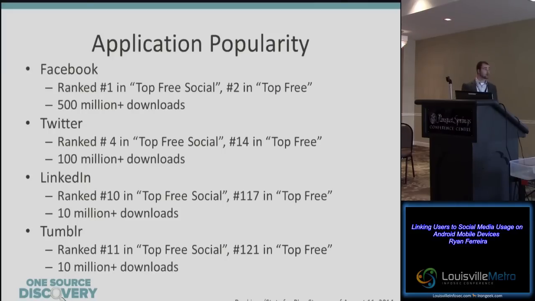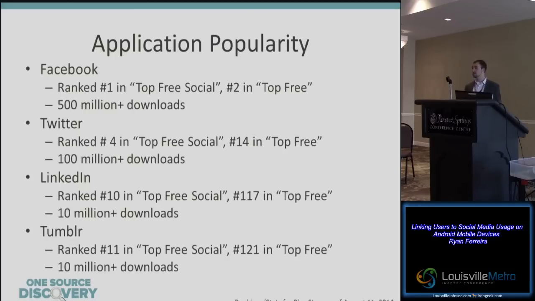Twitter is ranked #4 in top 3 social, 14 in top 3, 100 million downloads. LinkedIn ranked #10 in top 3 social, 117th in top 3, but I mean, there's a lot of really fun things out there, guys. You don't want to network all the time. But they've still got a pretty substantial user base, 10 million plus downloads. The reason for the drop in the downloads here, based on the study, appears to be, from what I can tell, that you generally find an older user base for LinkedIn, and those people are less likely to be on their mobile devices every single day.